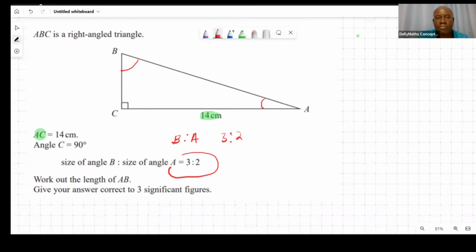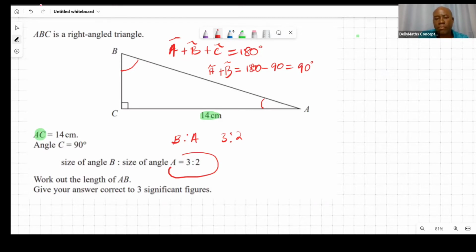So let's look at this. The total internal angle of any triangle, which means the angle at A plus the angle at B plus the angle at C, is 180 degrees. Now, because the angle at C is already 90, the sum of the angle at A plus the angle at B would be 180 minus the 90, which gives us 90. So we're going to share 90 between A and B in the respective ratio that we got.